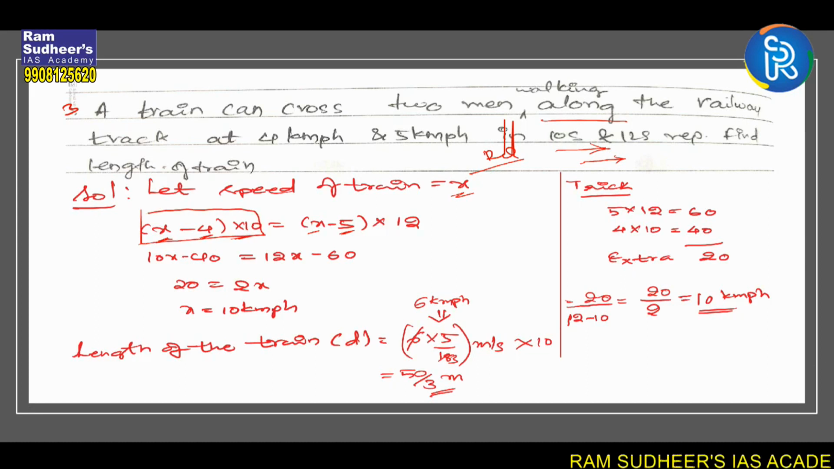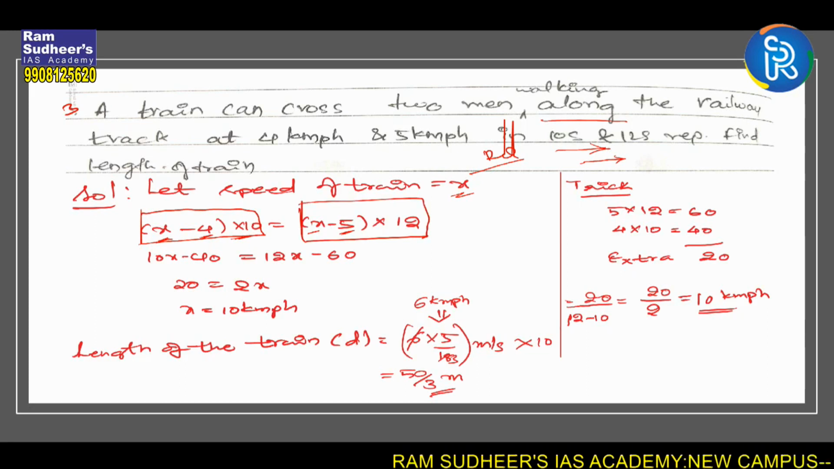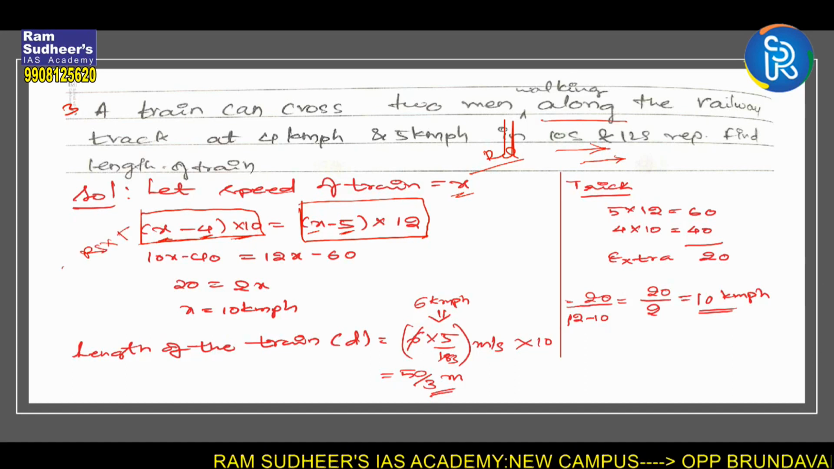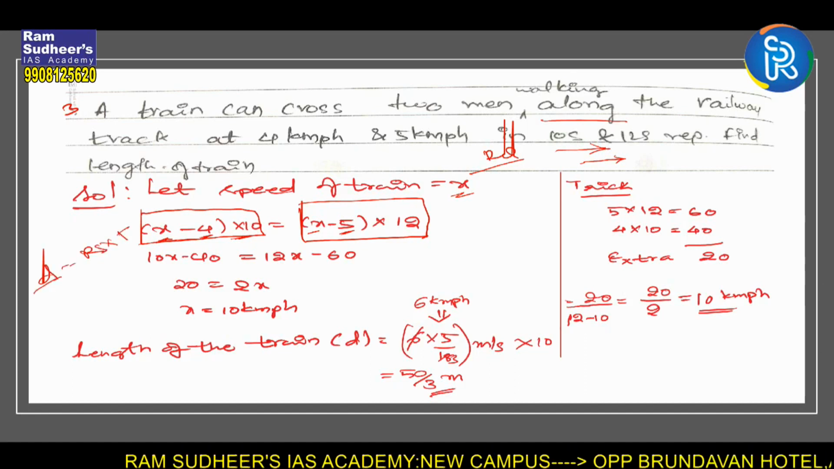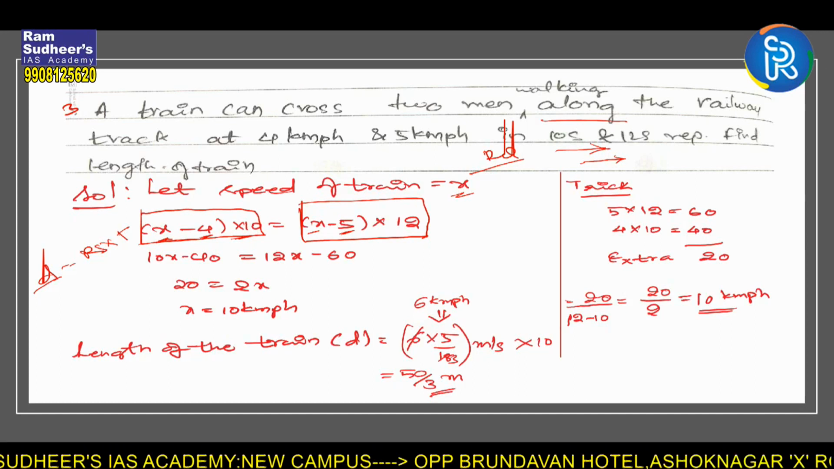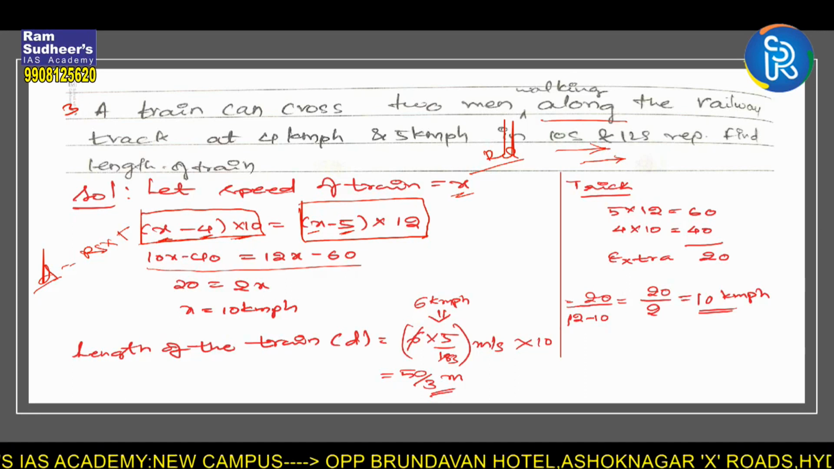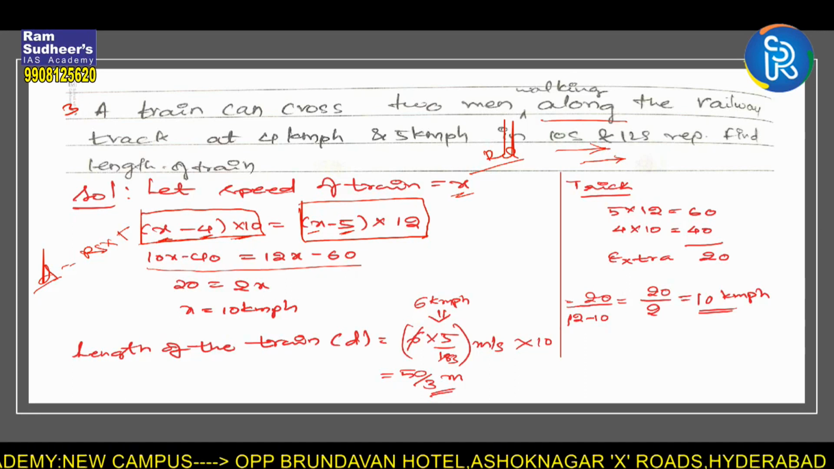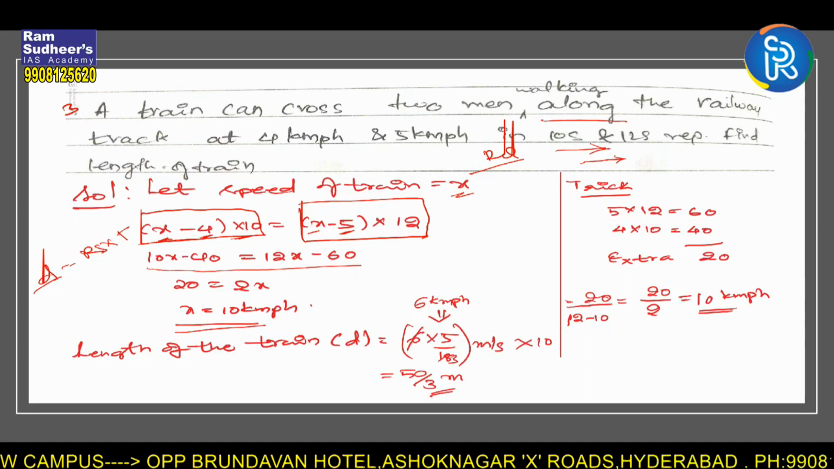This should be our length of the train, and this is also our length of the train. I think you understood this. x minus 4 is the relative speed, and 10 is the time, which would yield us distance, and the distance here is the length of the train, which is equal in both the cases, and therefore x minus 4 into 10 equals x minus 5 into 12. This is the equation we get in our next step, and on solving this, we get x to be 10 km per hour, which is the speed of the train.